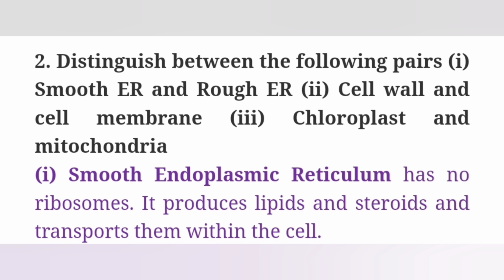Second question, distinguish between the following pairs. First, smooth ER and rough ER. Then second point, cell wall and cell membrane. Third one, chloroplast and mitochondria. First one, smooth endoplasmic reticulum has no ribosomes. It produces lipids and steroids and transports them within the cell.